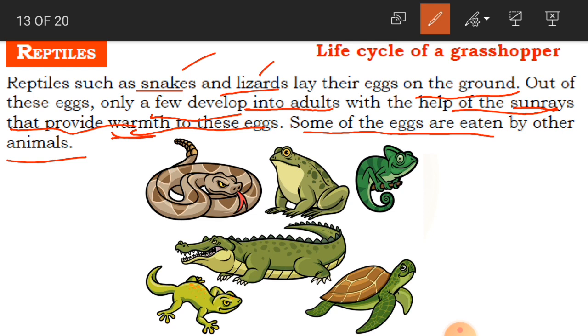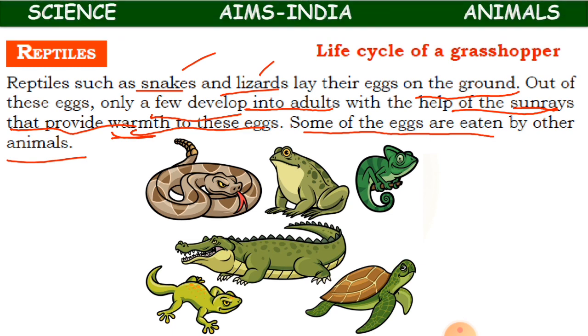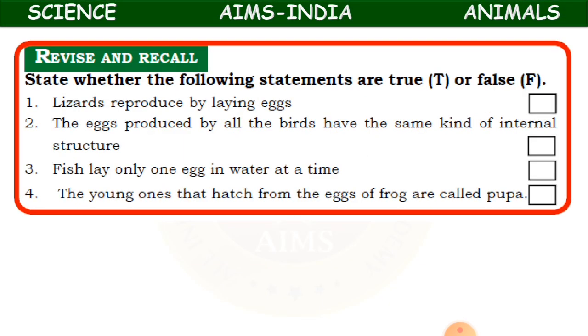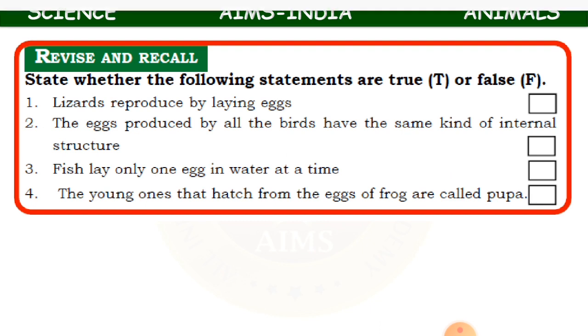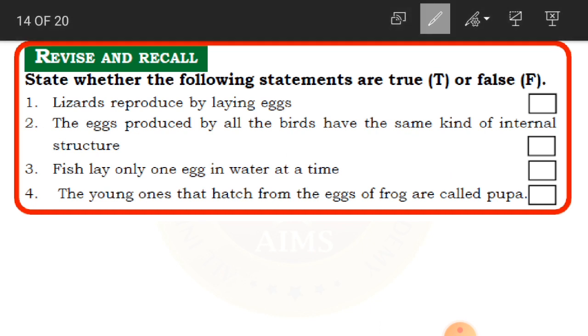Okay children, this is about snakes and lizards. Now we'll see the next session, that is revise and recall. What have we learned until now? We'll revise through these 4 statements, telling whether they are true or false. Lizards reproduce by laying eggs. Is it true, children? Lizards reproduce by laying eggs. Okay, this is true.